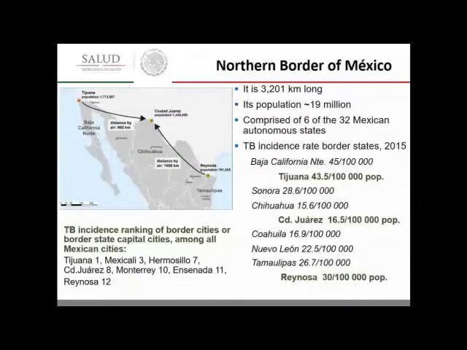Northern Mexico shares a 3,000-kilometer border with the United States. The TB incidence in this region is amongst the highest in the country. In particular, the state of Baja California and its largest city, Tijuana, have the highest TB incidence compared to all other states and large cities in Mexico. The Tijuana-San Diego border is the world's busiest international land border, with 14 million cars and 7 million pedestrian crossings annually.